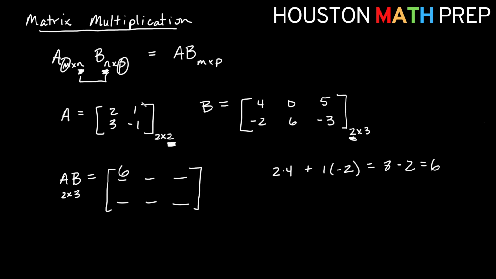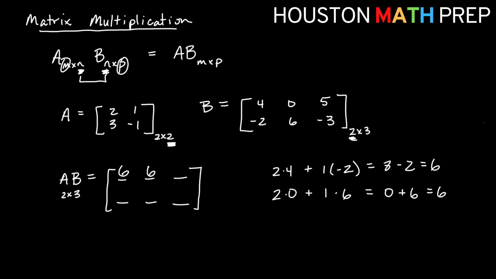And we'll just keep using our first row until we exhaust all the columns, and then we'll move to the next row. So now we'll do first row times the second column. This is row 1, this is column 2, so it goes in the row 1, column 2 spot, which will be there. If we do that, then [2, 1] times [0, 6]: 2 times 0 plus 1 times 6. 0 plus 6 gives us 6 as well.